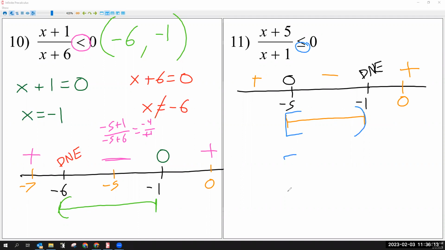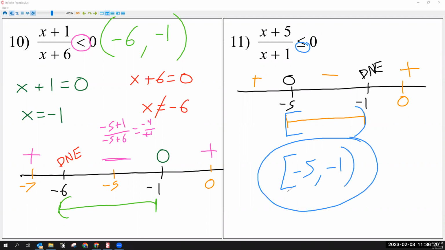So our answer is going to be bracket -5, comma, -1, parentheses. All right. Does that make sense? Understand why that works? Go ahead and try number 12. Number 12 should be same type, right? Yeah.